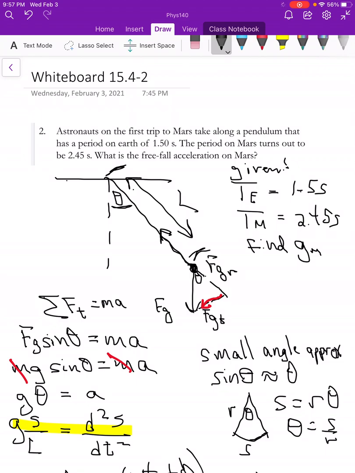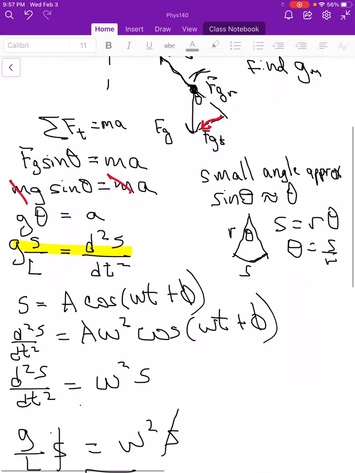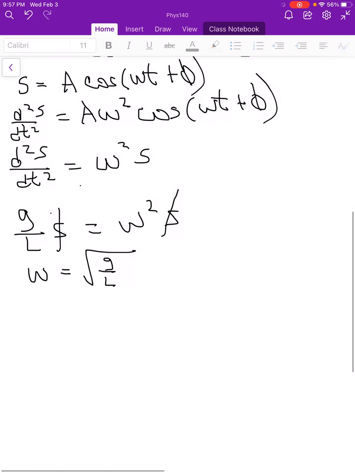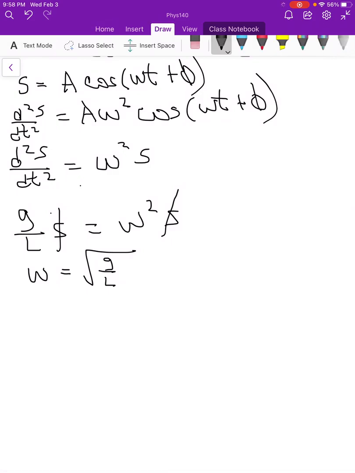Okay, so notice here, we don't know what the length is. They don't tell us what the length of the pendulum is, so we're going to need that. So what we can do is, we know the period on Earth. So what we're going to do is we're going to plug in an equation for omega, and that equation for omega is 2 pi over the period is equal to the square root of g over L. Okay, so I know the period on Earth, and I know the strength of gravitation on Earth. So I'm going to solve for L here.